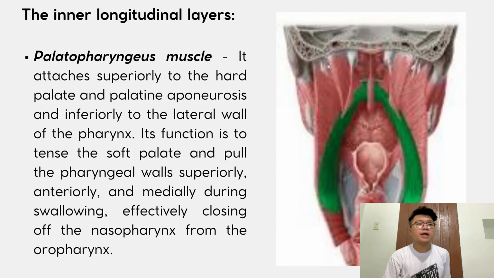Second is the palatopharyngeus muscle. It attaches superiorly to the hard palate and palatine aponeurosis and inferiorly to the lateral wall of the pharynx. Its function is to tense the soft palate and pull the pharyngeal wall superiorly, anteriorly, and medially during swallowing, effectively closing off the nasopharynx from the oropharynx. So that is the definition and the functions of our palatopharyngeus muscle.